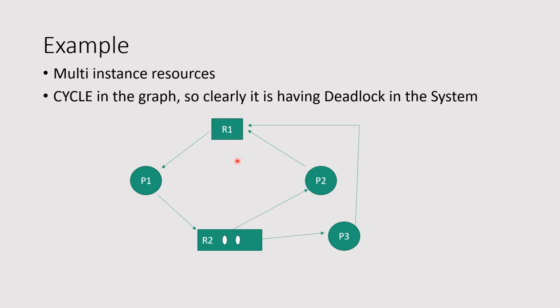Like in this example, this P3 is also dependent on R1. So a cycle is there in this graph and it is also a multiple instance resource graph, so we can clearly say that it is having deadlock in the system. In the previous example, this P3 was not dependent on any of the resources, but now in this example this P3 is also dependent on R1. So this allocation cannot be done in any case, so deadlock will be there.